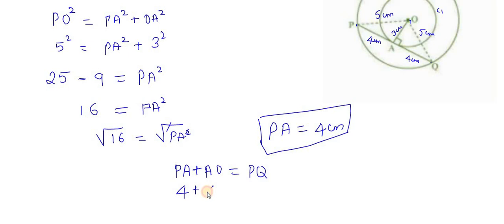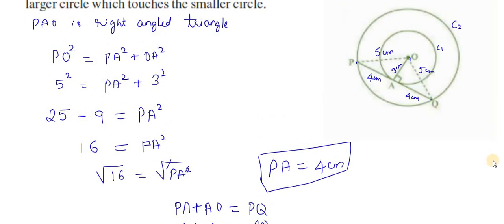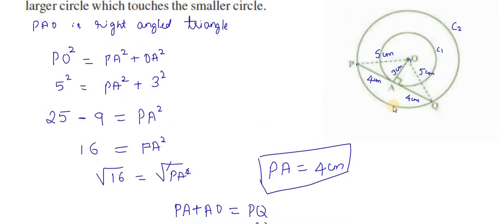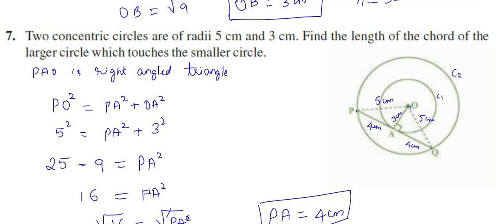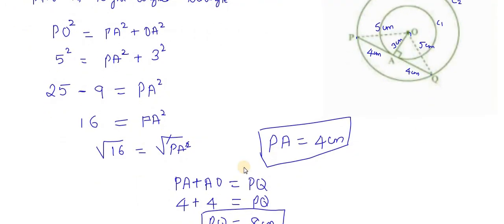AO is 4 centimeters, which is equal to PA. So PQ is 4 plus 4, which is 8 centimeters. Therefore the tangent which is drawn measures 8 centimeters. Not tangent, okay: it's a tangent for the smaller circle and a chord for the bigger circle. I hope all of you understood.